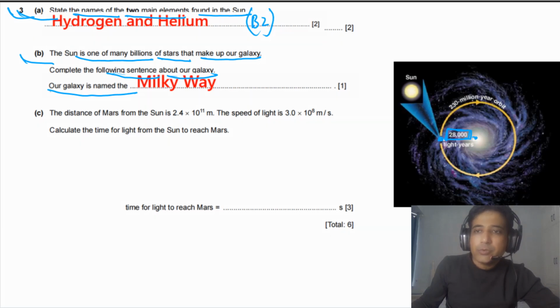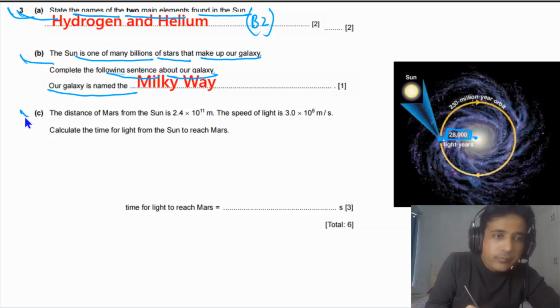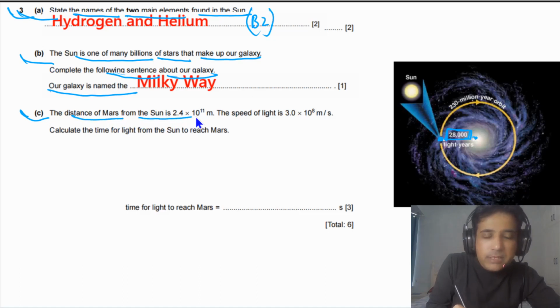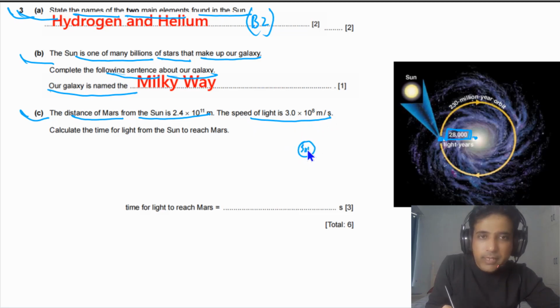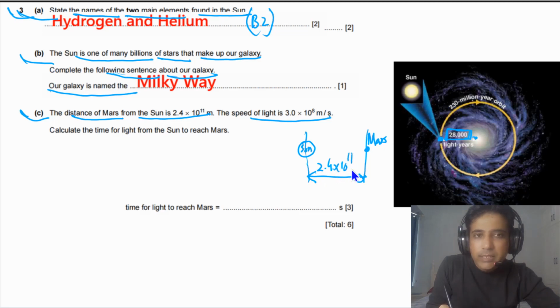Now if you go to the next question, part C. For part C, it is given to us the distance of Mars from the sun is this one. Speed of light is this one. It means the distance between sun, so simply you can imagine that this is sun, and you can imagine Mars is located here. So this is the Mars. Distance between centers of sun and the Mars is given to us. That distance is 2.4 times 10 to 11 meters, and the speed of light is given to us.